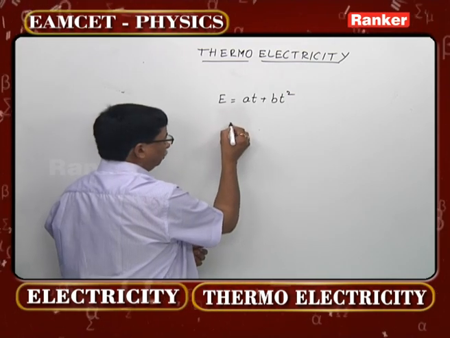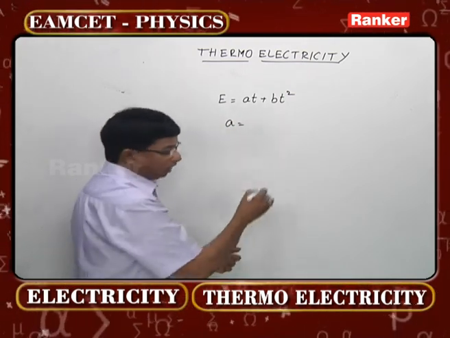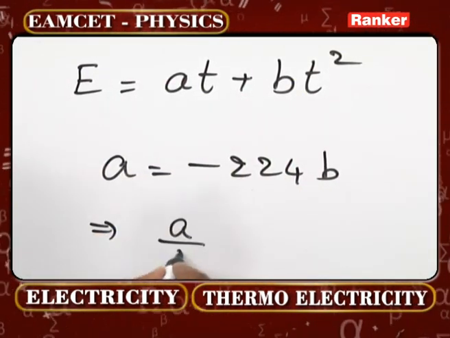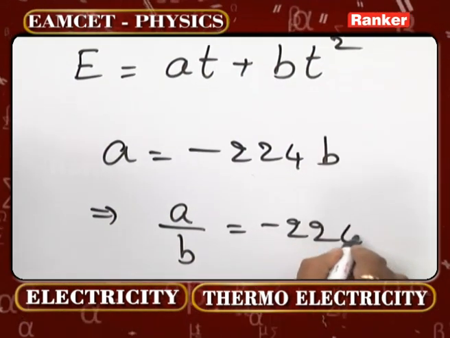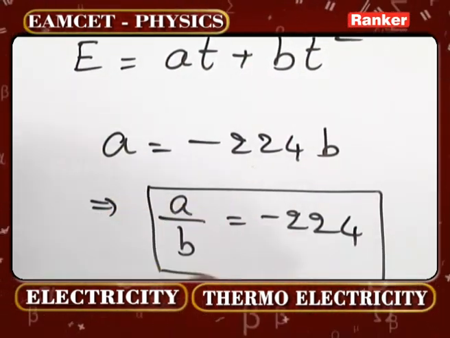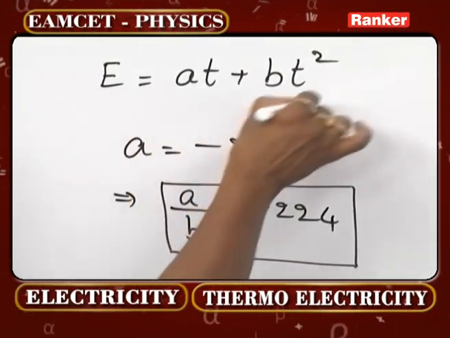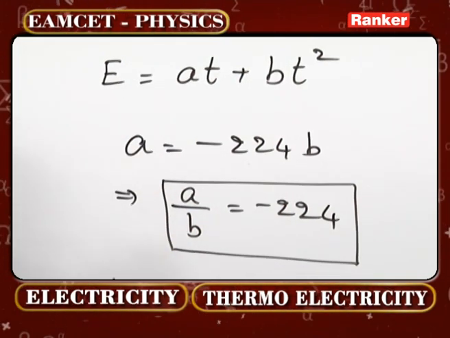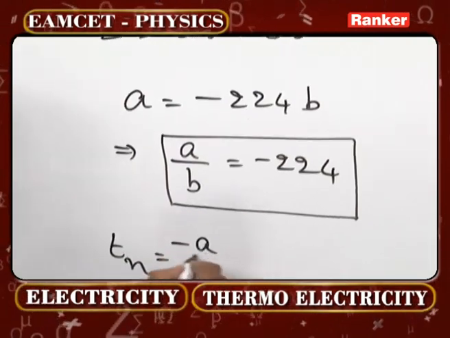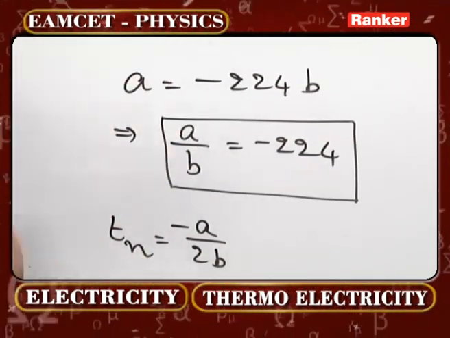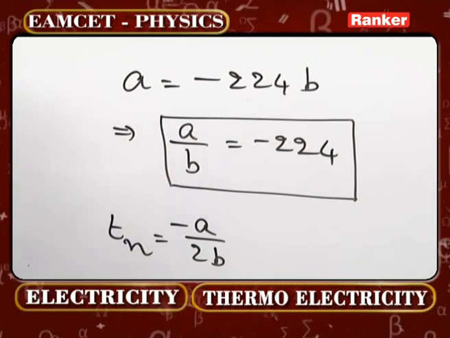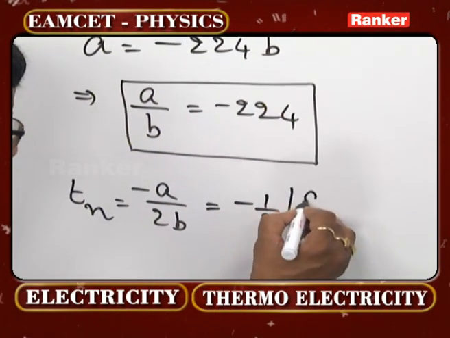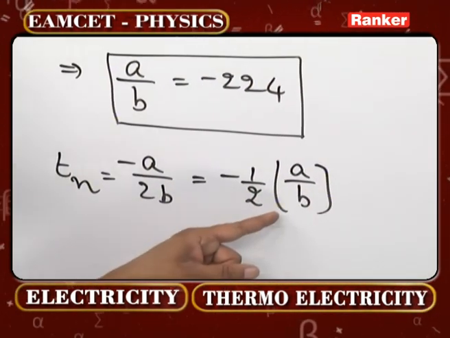And what else has he given you? A is equal to minus 224B. In other words, you can say A by B is equal to minus 224. This is the value provided in the problem. Now take this equation as it is. What is our first question? What is the neutral temperature? Neutral temperature is going to be minus A by 2B. That is the formula from this equation. So minus A by 2B, can't you just write minus 1 by 2 into A by B? You can rewrite it like that.